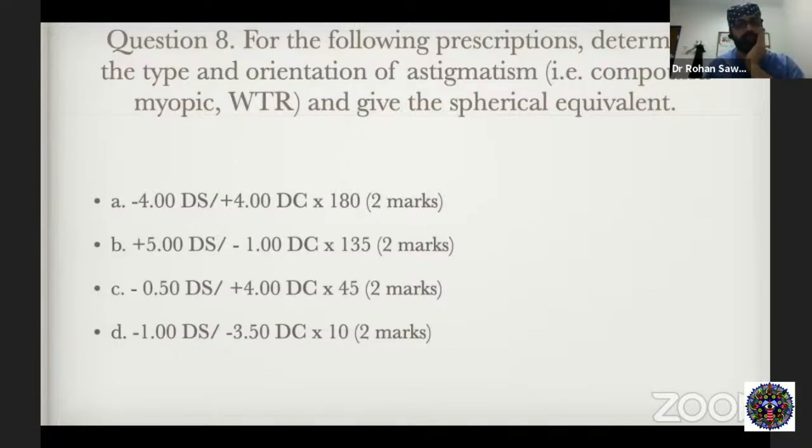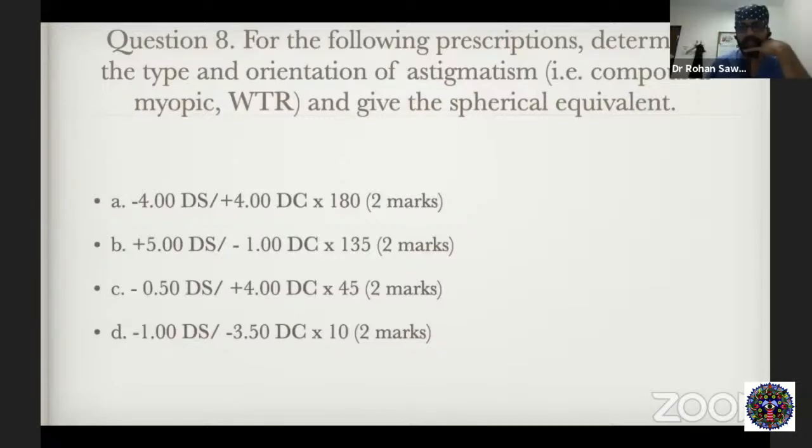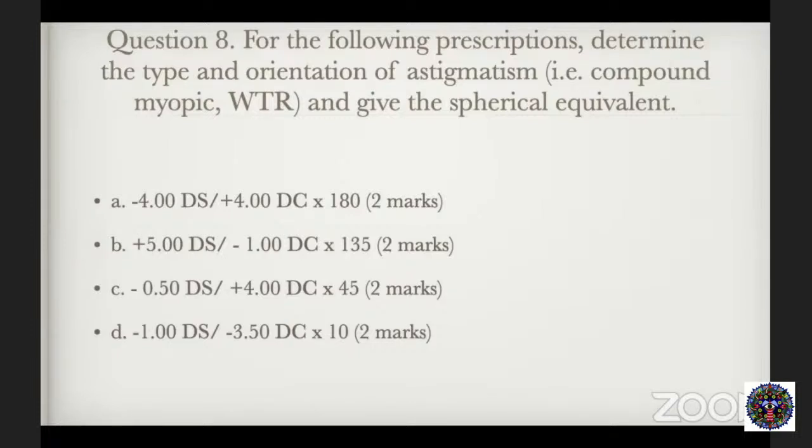Anybody? Try and transpose and see. Check in your mind. So if you transpose, it becomes mixed astigmatism. Mixed, yes, good. Mixed astigmatism. Orientation again oblique, 45 degrees, exactly midway between 90 and 0. And the spherical equivalent, sphere plus half cylinder, plus 1. Plus 1.5. Last one.